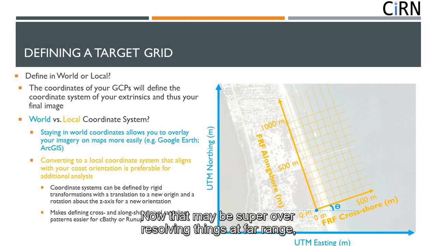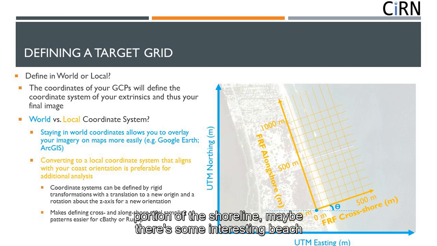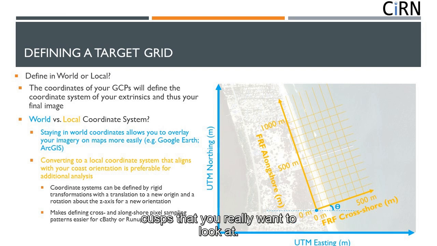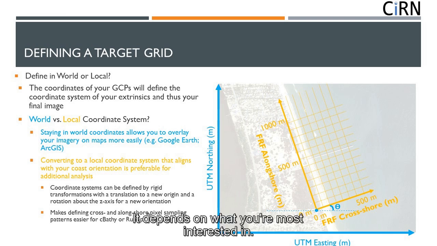meter grid. Now, that may be super over resolving things at far range, but if, for example, you're only interested in some small portion of the shoreline, maybe there's some interesting beach cusps that you really want to look at, you could even do a 50 centimeter grid just for that small little portion that you're really interested in. So you don't have to input a grid that's the whole size of your image. It depends on what you're most interested in.